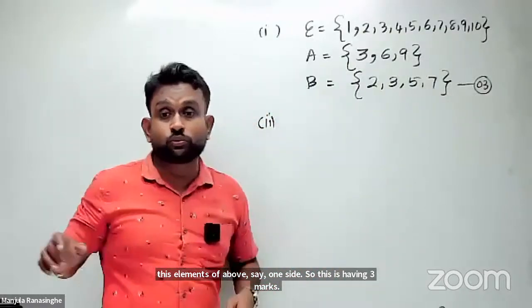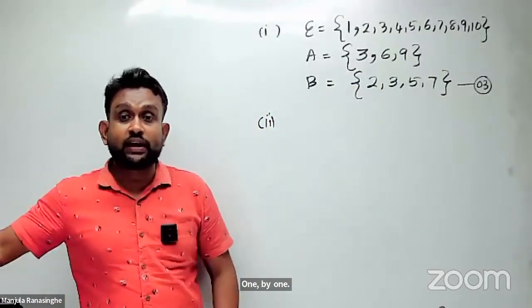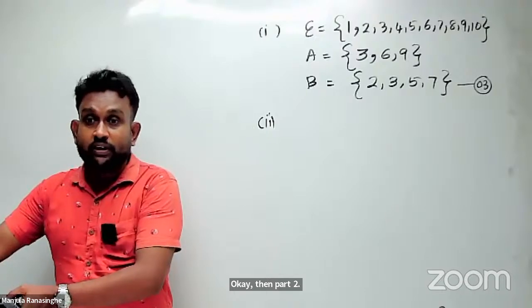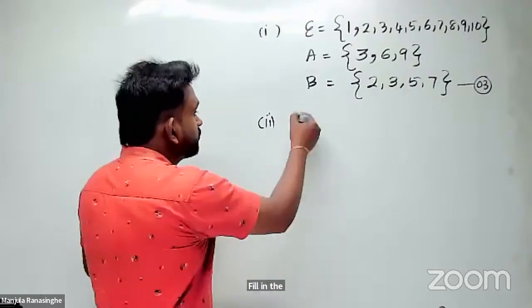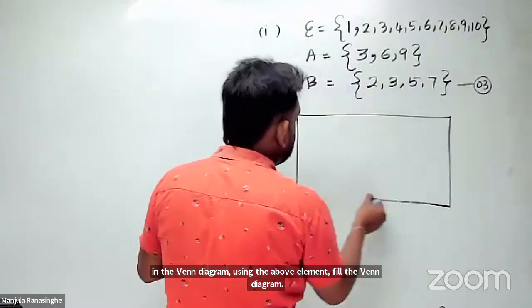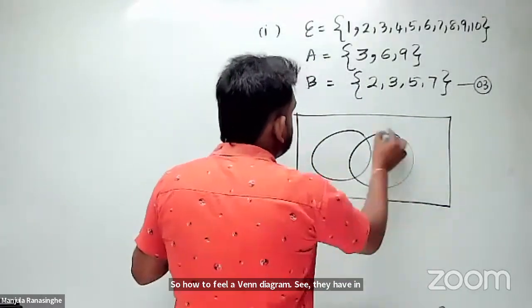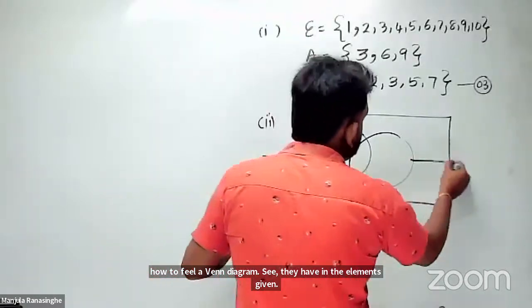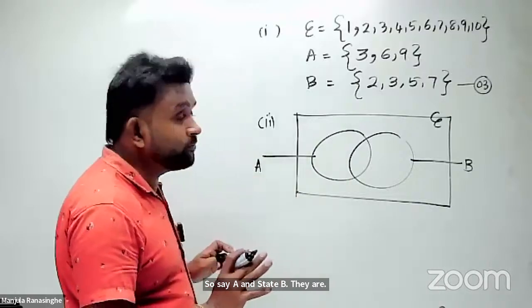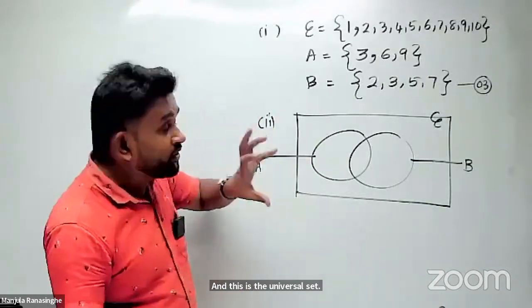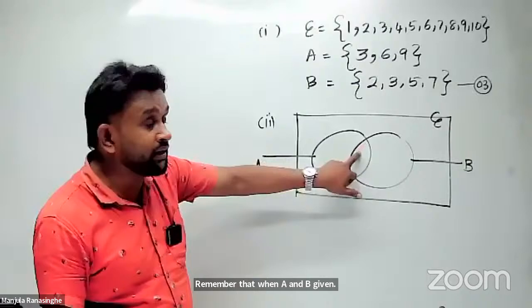Okay, then part 2, right? Using the above elements, fill in the Venn diagram. So how to fill a Venn diagram? See, when the elements are given, there is set A and set B, and this is the universal set. Remember that when A and B are given, first fill the intersection part.